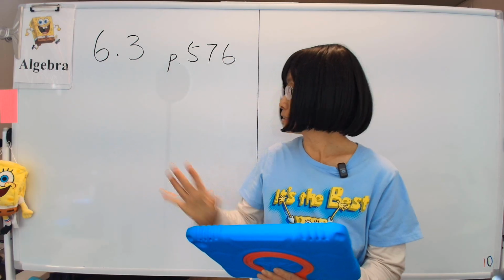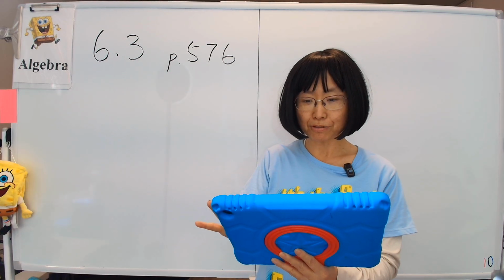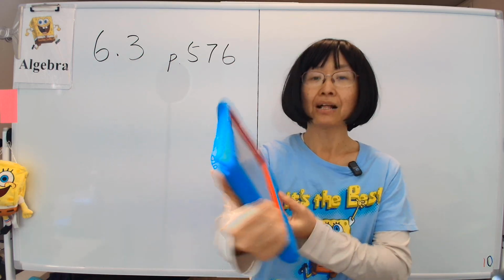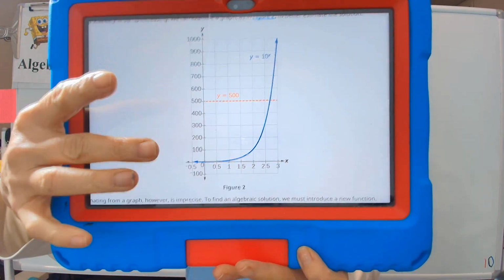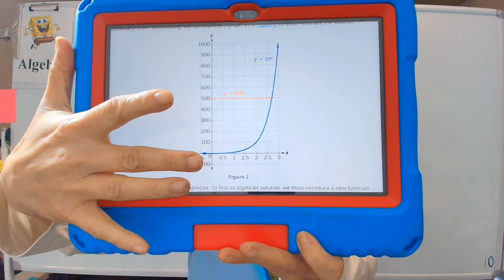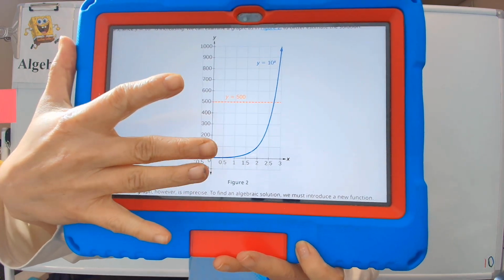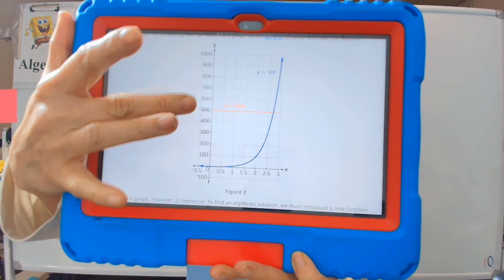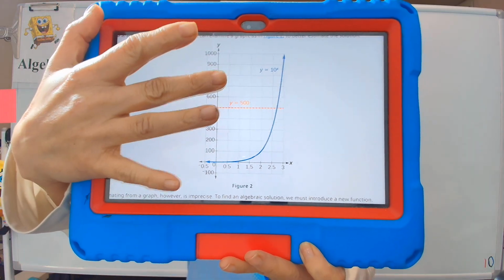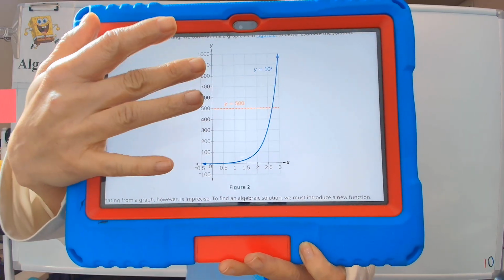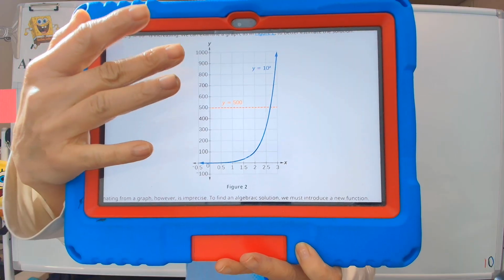Now please turn to page 576 where we look at this graph right here. This is the graph of y equal to 10 to the power x. As you notice, as the x-axis increases from 1, 2, and 3, the y-axis is going up fast, okay? It's 1,000. Why? Because if you plug in x equal to 3, 10 to the power 3 is 1,000, right?